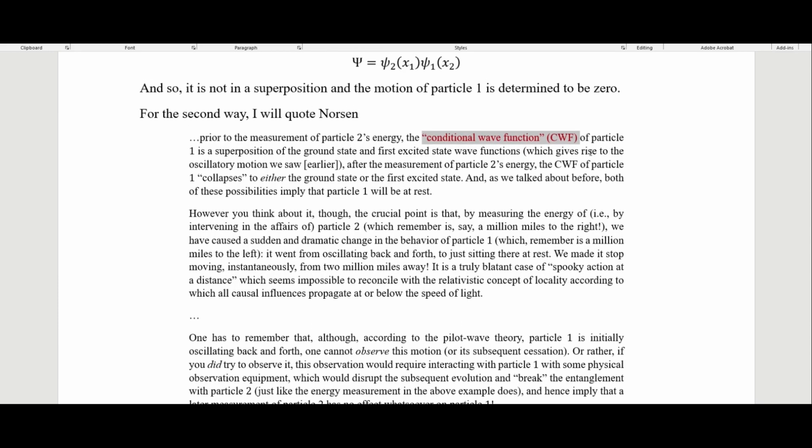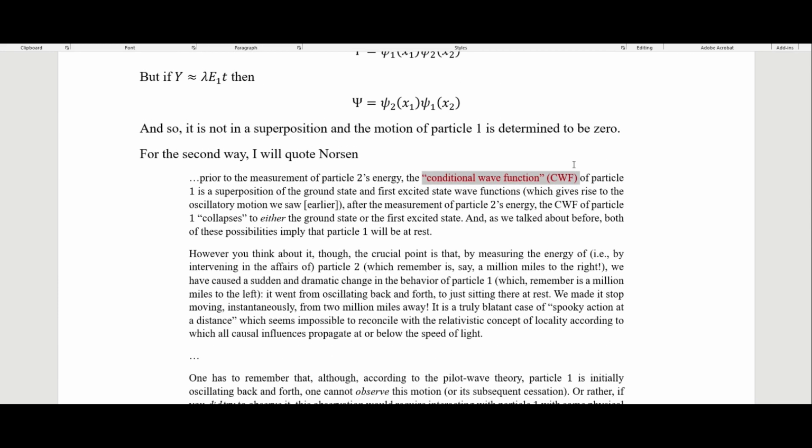So the conditional wave function, which is essentially just the wave function of our system of particle 1, is the superposition of the ground state and first excited state wave functions, which gives rise to the oscillatory motion we saw earlier. When I was talking about that sloshing around in our configuration space, that's the oscillatory motion that he's talking about. So after the measurement of particle 2's energy, the conditional wave function of particle 1 collapses.